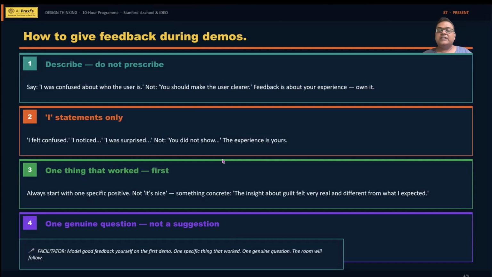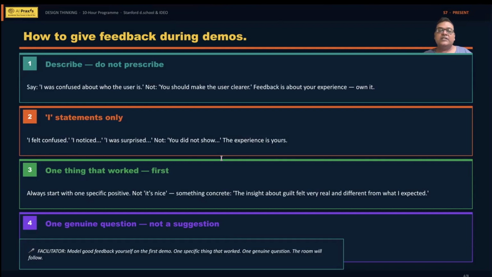So the first rule is that you describe your experience rather than prescribing a solution. So instead of saying you should use a different font, you would say the text felt hard to read for me at that size. And this distinction matters because the presenter's job is to interpret your experience, not to be told exactly what to do. And when you own your experience, you give the presenter room to think.